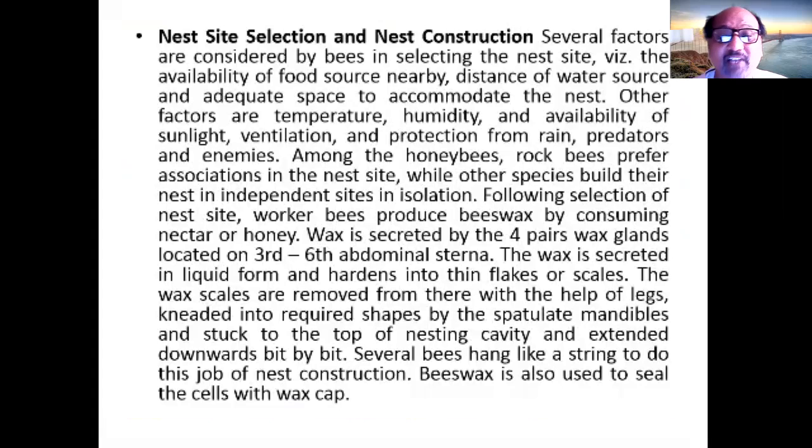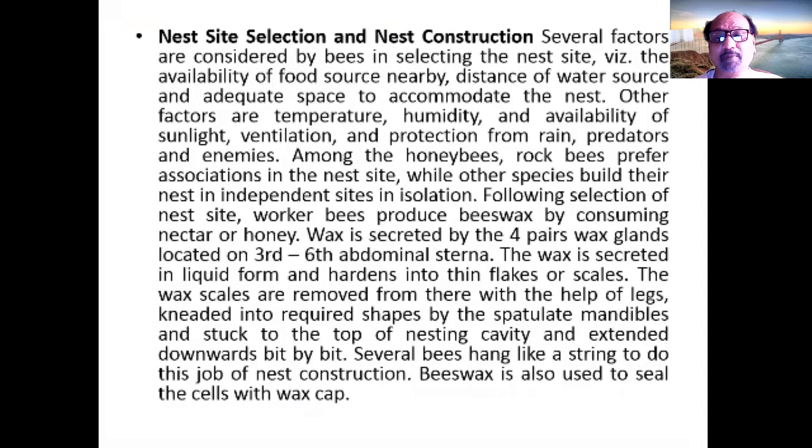Nest site selection and nest construction: we have already seen how the nest is constructed. Several factors are considered by the bees in selecting the nest site, including the availability of a food source nearby, the distance of a water source, and adequate space to accommodate the nest. Other factors are temperature, humidity, availability of sunlight, ventilation, and protection from rain, predators and enemies.